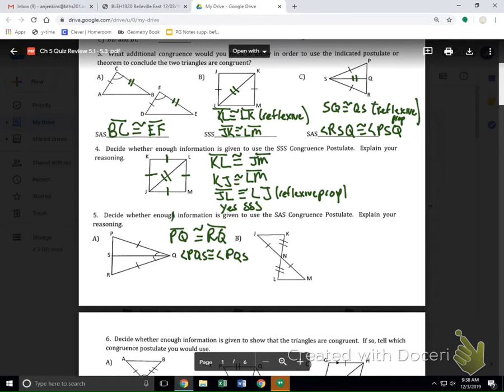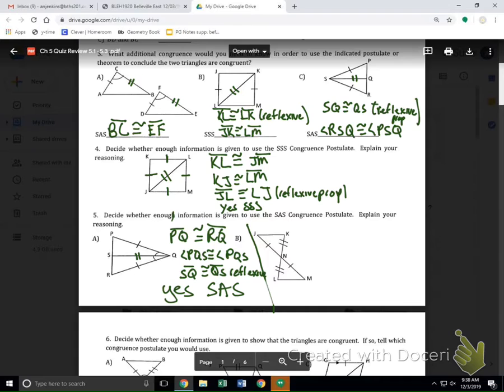SQ is congruent to QS. And how did you know that? Reflexive property. Okay, now when you look at this, do we have enough information to show that it's side, angle, side? We have a side, we have another side, and we have the angle where the two sides touch. So that's the included angle. So side, angle, side. So yes, we do. Side, angle, side.